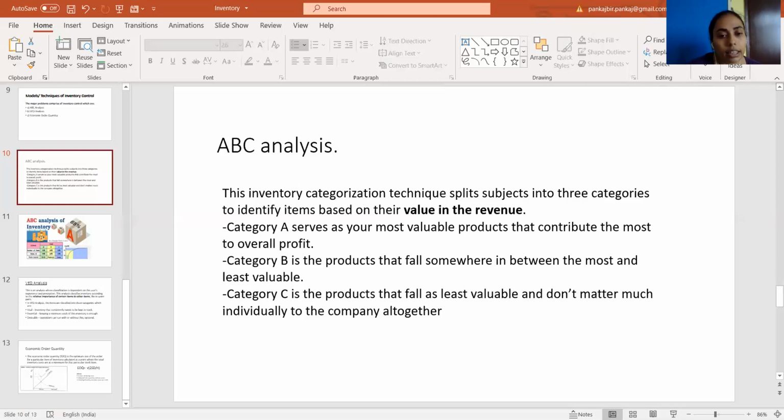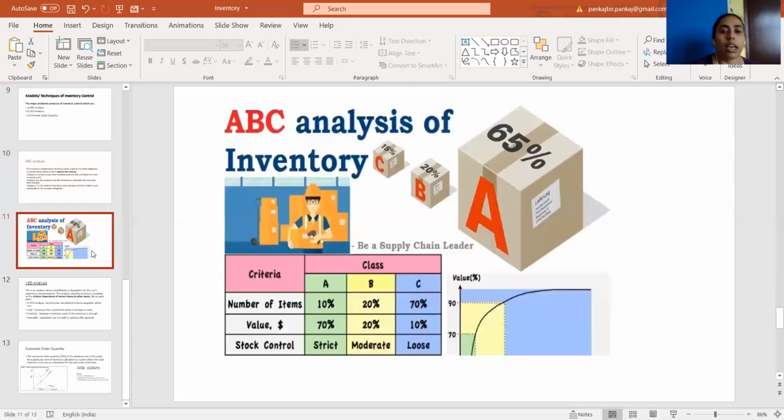The second category is the B category, which falls under moderate inventory. The products fall somewhere between the most and least important on the basis of revenue generation or profit making in the organization. And in the C category, those products fall which are least valuable to your organization when it comes to contribution in revenue. So on the basis of ABC analysis, the inventory control techniques need to be decided.